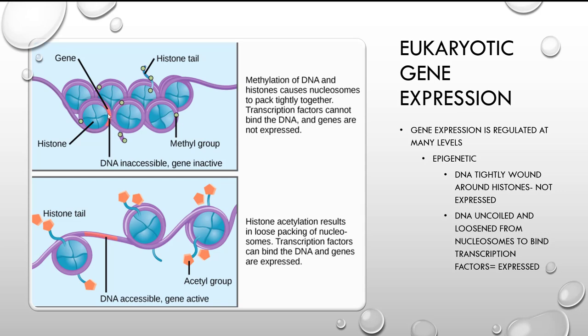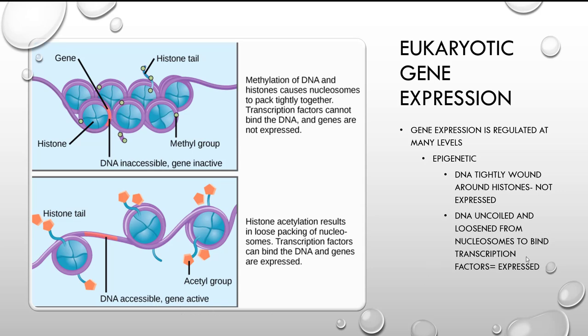Okay, they are really tightly bound together, tightly packed together, and so the transcription factors cannot bind the DNA, and so the genes are not going to be expressed. Okay, so when it's like this, it can't be expressed. But when the DNA is uncoiled, like this, you can see how it's uncoiled. So the histones are kind of spread apart now. Then the DNA is accessible. Okay, so that allows for the genes to be expressed.